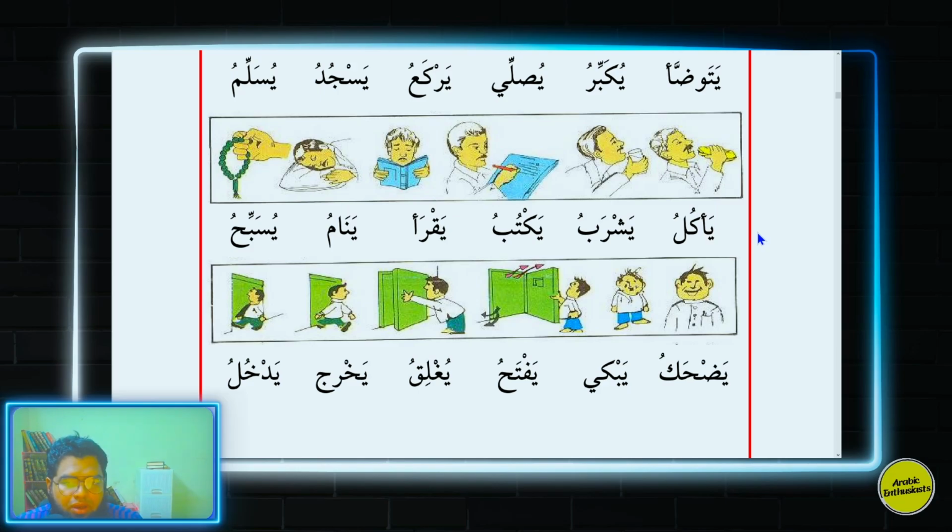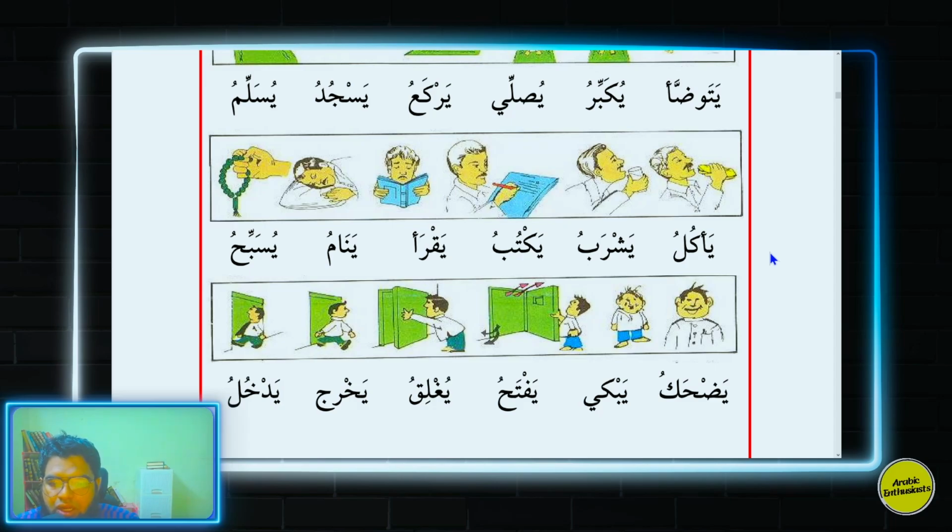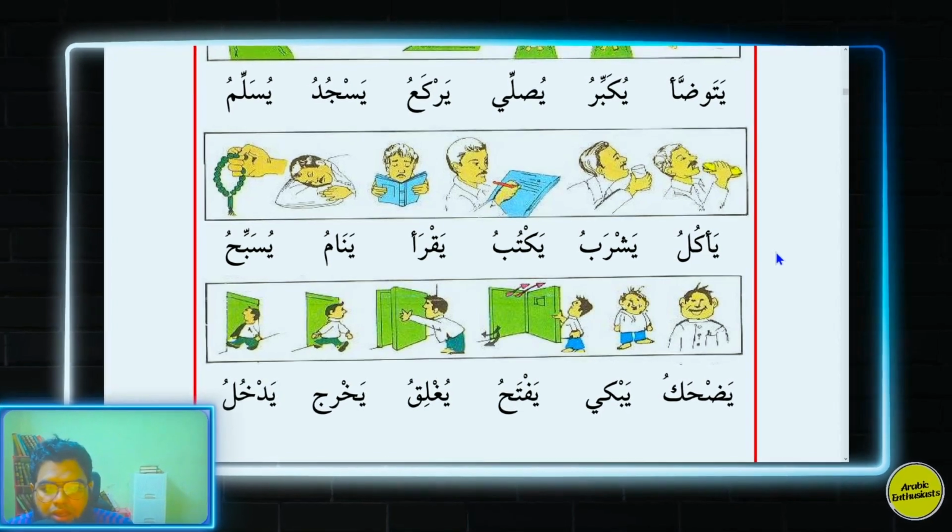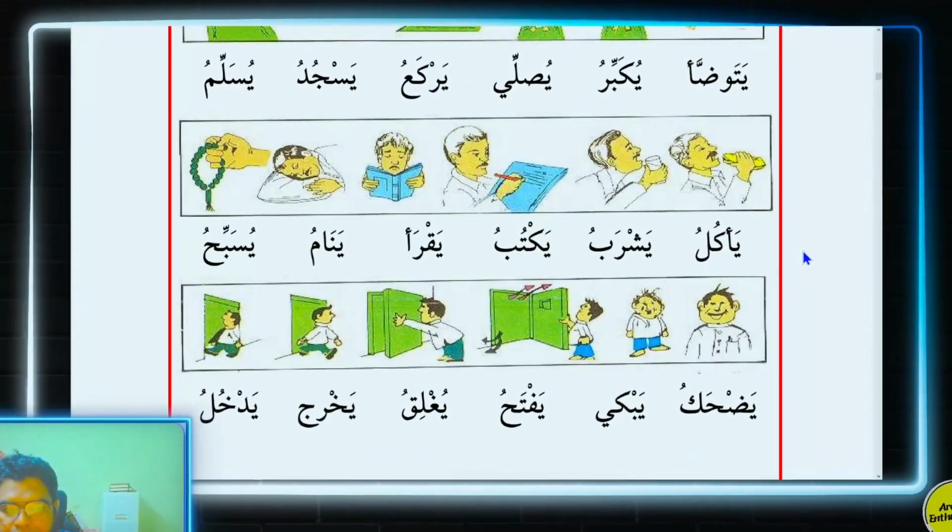Just try to remember as much as it's possible. Yashrabu, he drinks. Yaktubu, he writes. Yaqra'u, he reads. Yanamu, he sleeps. Yusabbihu, he says tasbih. By the way, this is not correct. You have to do tasbih on the fingers. Right? Misbaha. The misbaha thing. This thing is not authentic, or you should not use it. Sheikh Al-Albani has considered it as a bid'ah.